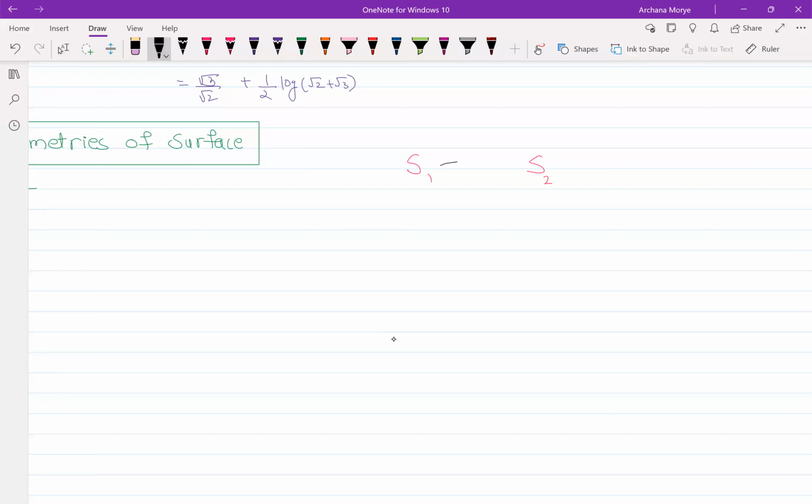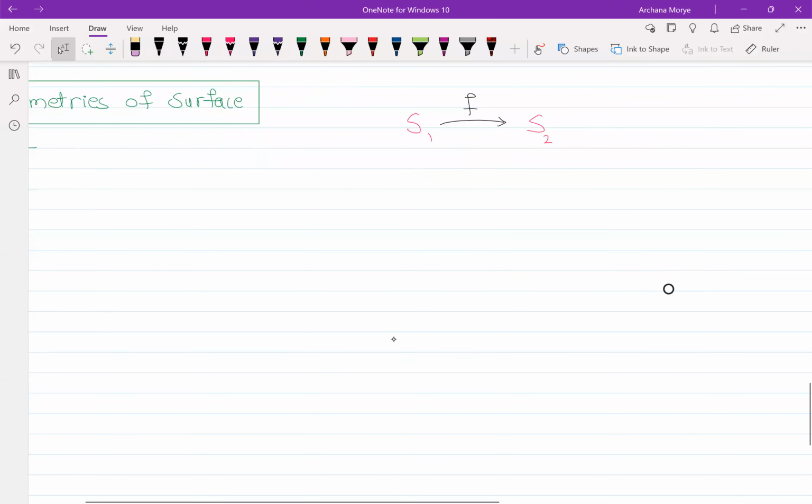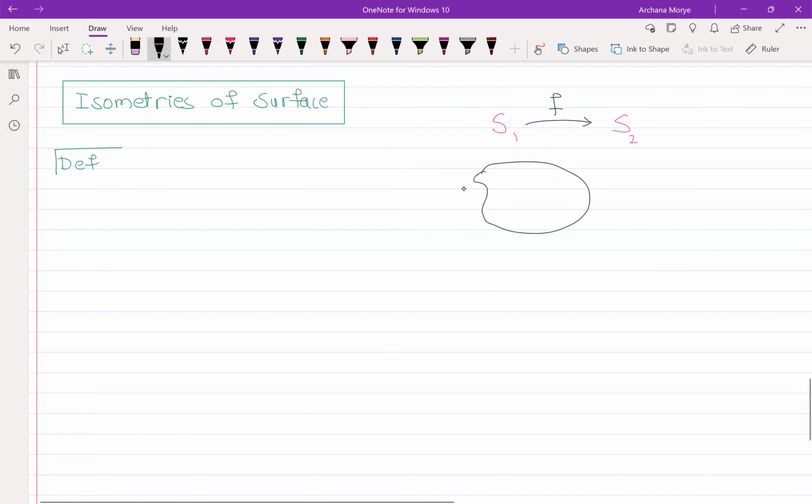Okay, see, suppose I have a function f from S1 to S2, and suppose I want to travel from, say, point A to point B. So what will be the image of this point A and point B? That will be f of A here and f of B somewhere here, right? Is that okay? Yes. Right.